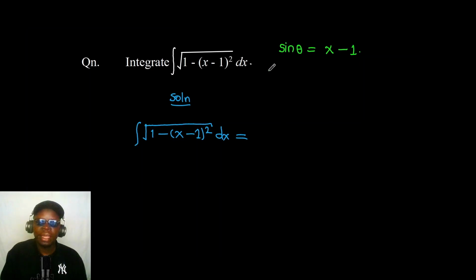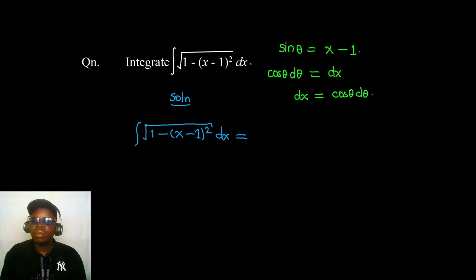So let's implement that. The derivative of sine theta is cos theta with respect to theta, and the derivative of x is 1 dx, because if you differentiate any constant, you get 0. So for easy substitution, let's swap this, and we have dx is the same as cos theta d theta.